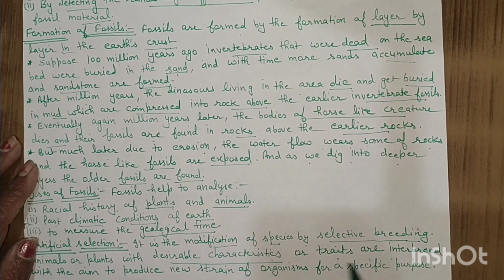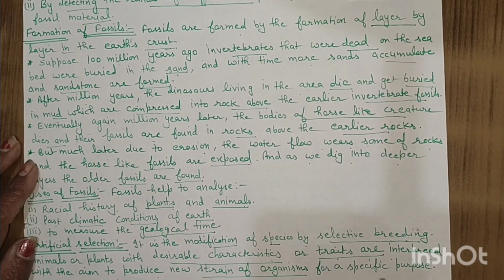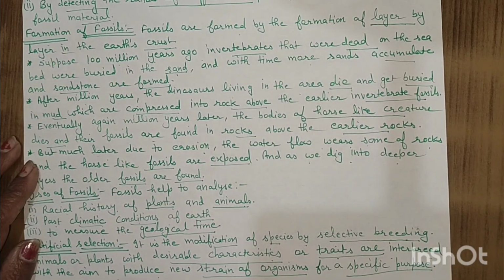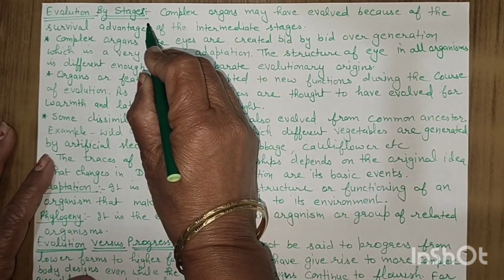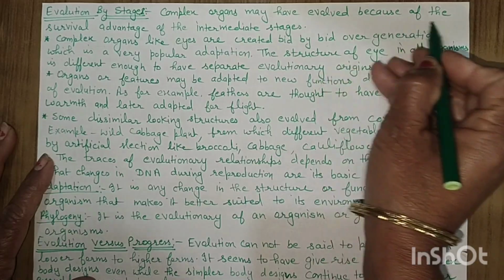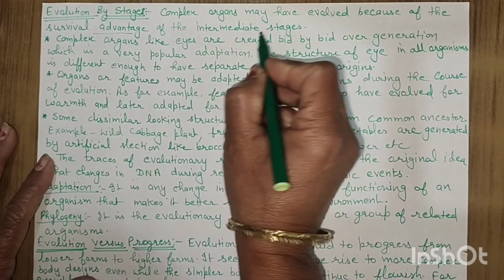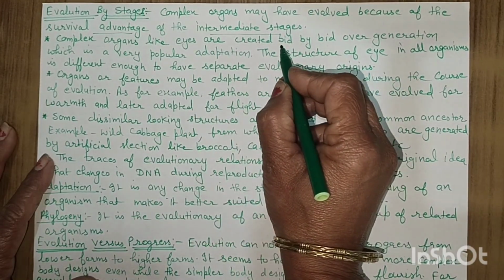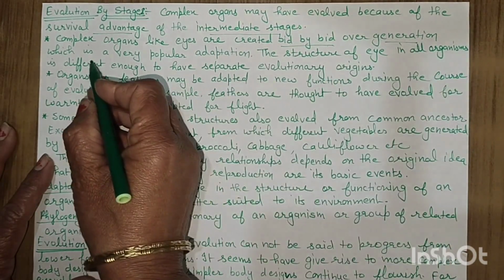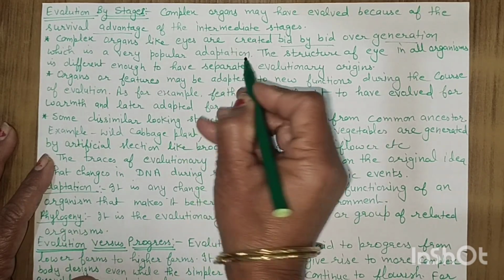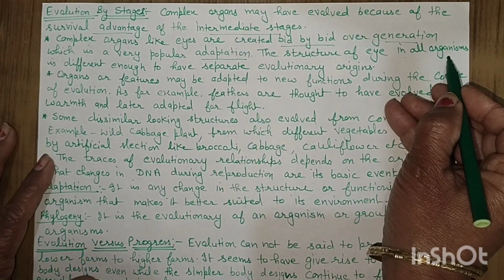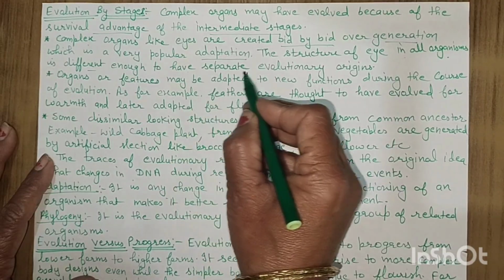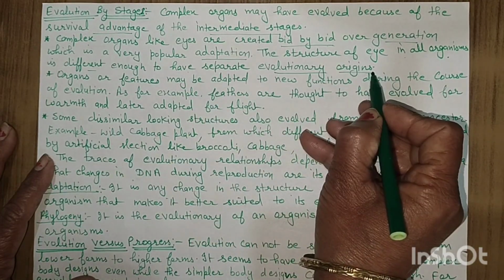Here the desirable characteristics or traits are interbred with the aim to produce a new strain of the organism for a specific purpose. Evolution by stages. Complex organs may have evolved because of the survival advantage of the intermediate stage. Complex organs like eyes are created bit by bit over generations, which is a very popular adaptation. The structure of the eye in all organisms is different enough to have separate evolutionary origins.